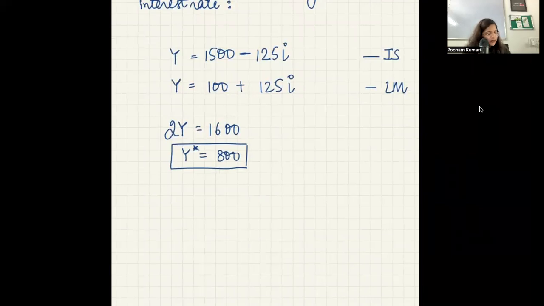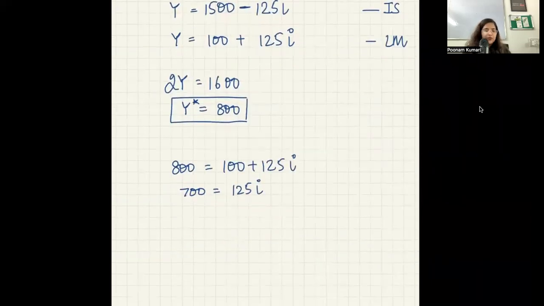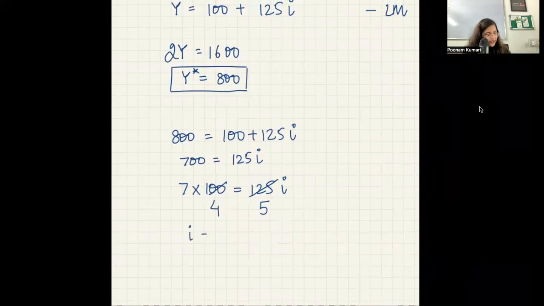And then the second thing is, the moment you have y, you can just figure out the value of I also. So अगर आप LM equation में लिखते हो, so this is 800 equals to 100 plus 125 I. So this becomes 700 equals to 125 I, right? So now what happens? So this is 7 times 100 equals to 125 I. 125 is 5 times 25, and here it is 4. Okay, so I is basically 28 divided by 5.